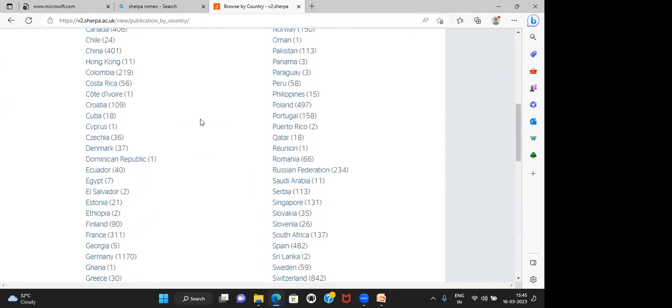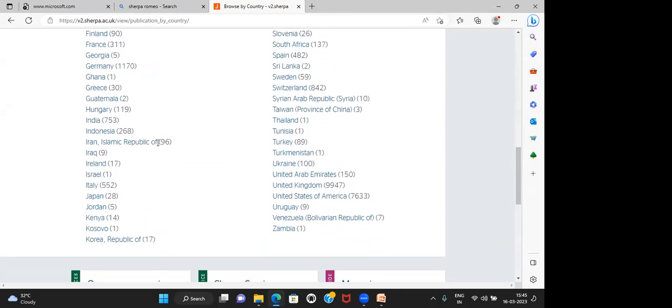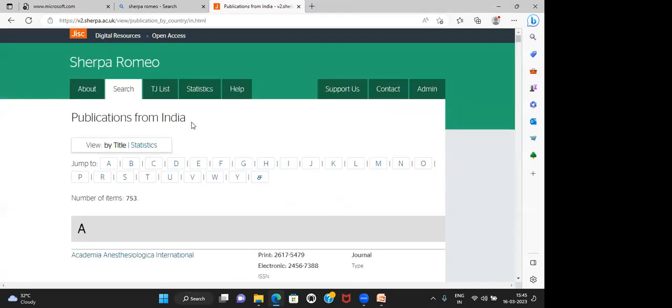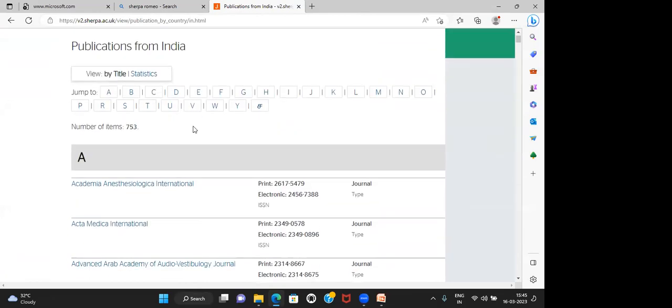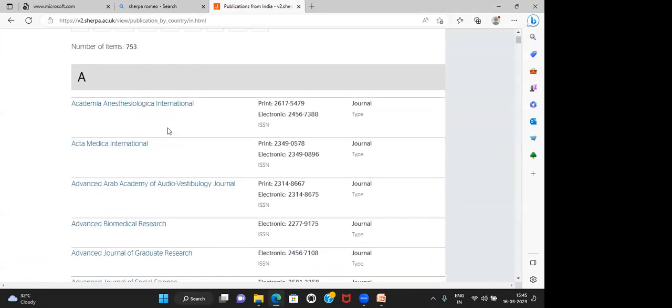And in case of India, you see, India has a total of 753 publications. So we can say these are the Indian publications, 753 publications available in this database. So this is the Indian journal title, Indian publication, that is in the journal.